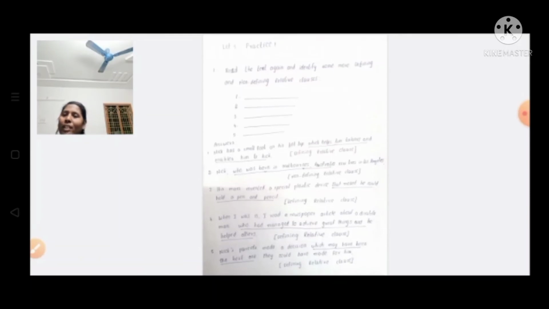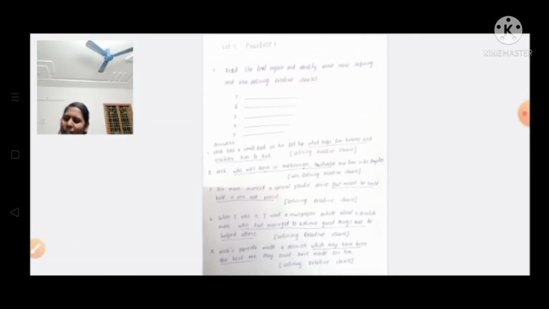Okay, children, do you understand? And the fourth one: when I was 13, I read a newspaper article about a disabled man who had managed to achieve great things and to help others. So, a defining relative clause.